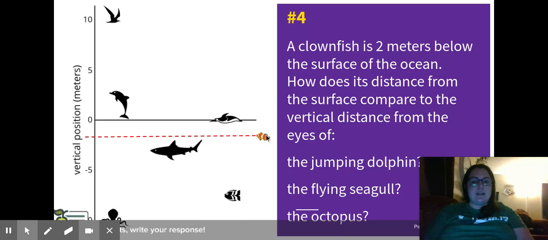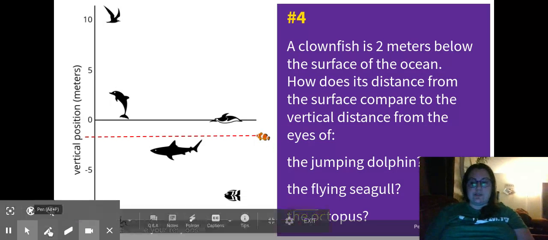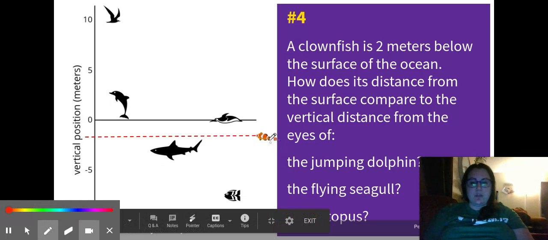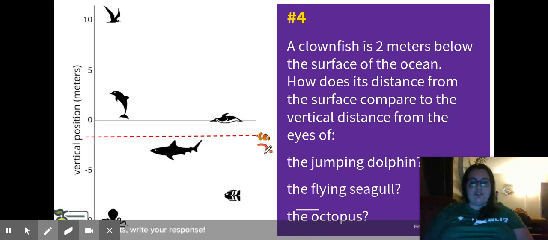So in this case, a clownfish is 2 meters below the surface. I want to know, how does this compare to the dolphin? Okay, so we'll go ahead and do this example here. So we know this guy is 2. And we know from the couple slides ago that this guy is 3. This guy's actually -2, excuse me.